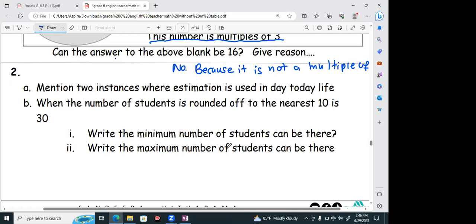Do you have any idea where we use the estimation in our day-to-day life?